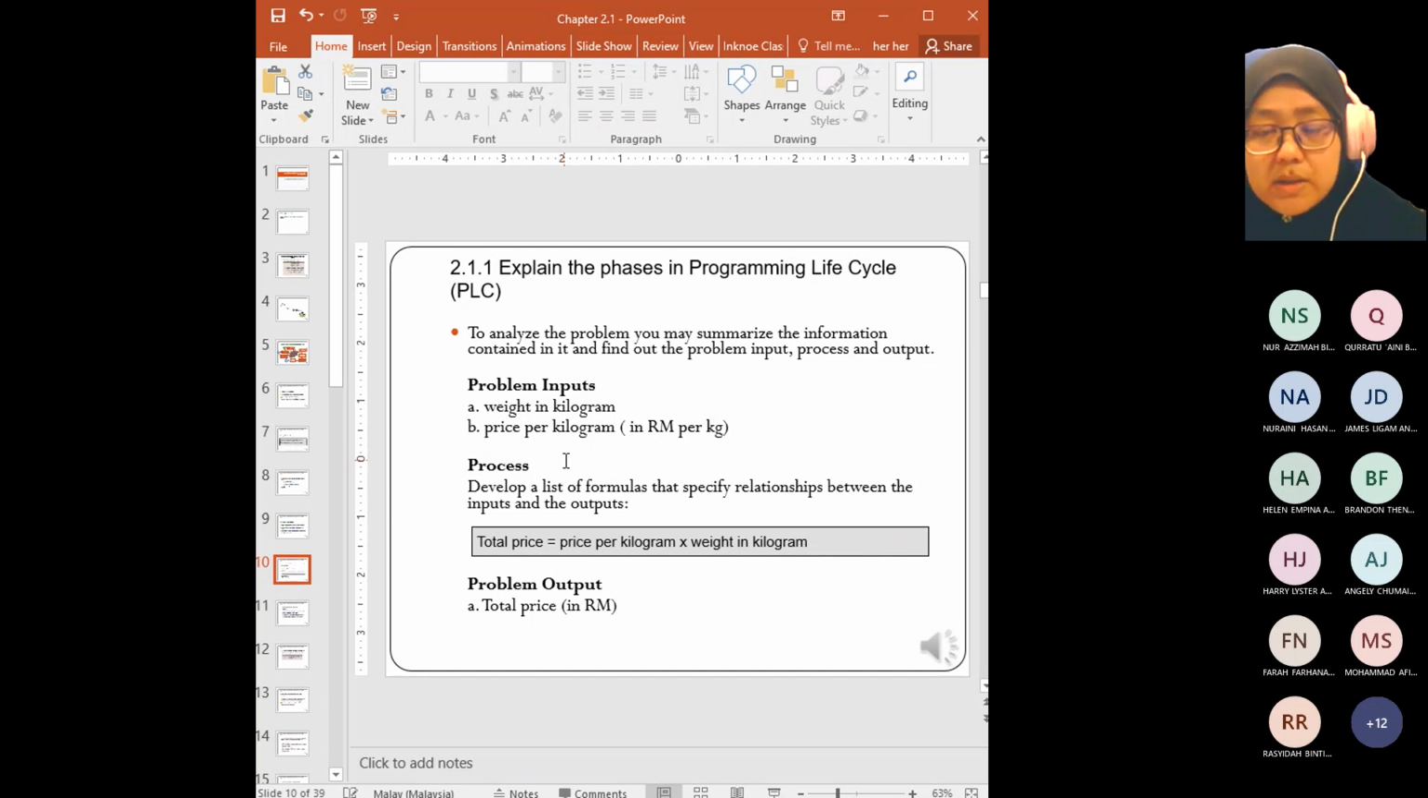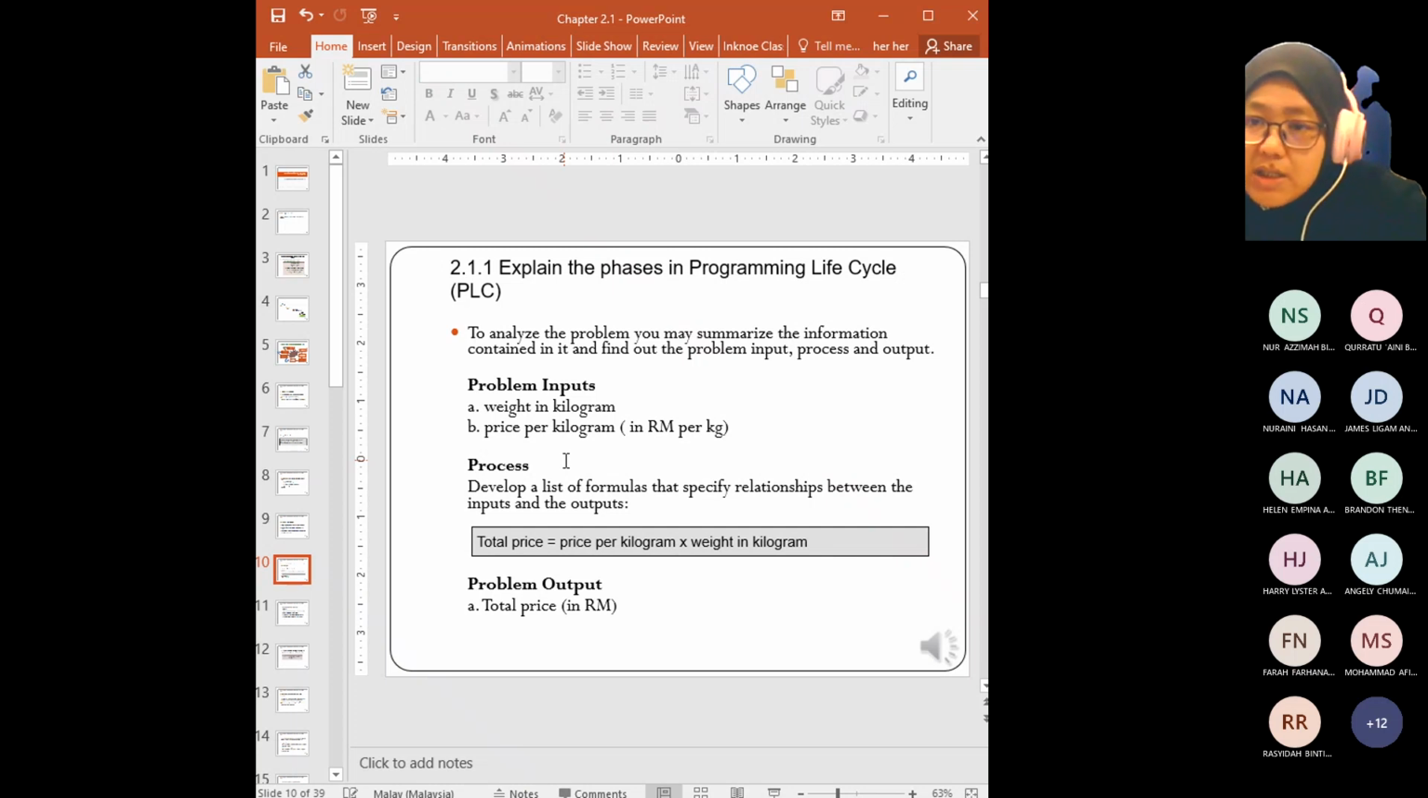Let's say 1 kilo is 12 ringgit. Oh, mahal gila apple ni. So each kilo is 12 ringgit. So kita kena set dulu. So this is something that you get from the user. Input biasanya dapat dari user. Then you want the process. Proses ni ialah macam mana nak kira apple tu.